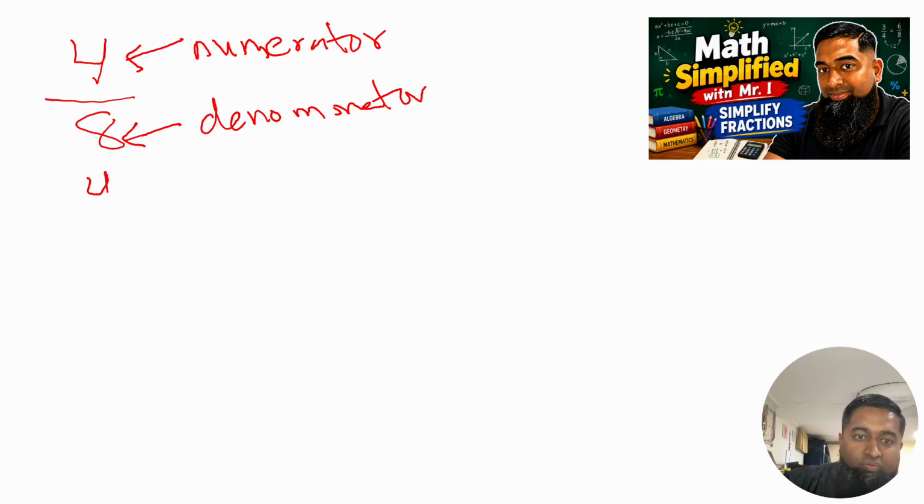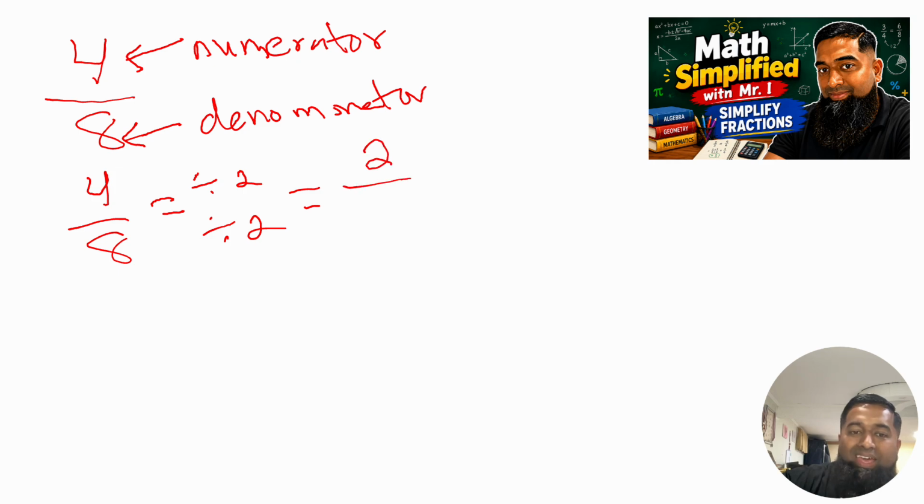So now if you had 4 on the numerator and 8 on the denominator, what number goes on the top and the bottom? The first thing anyone's gonna think about is, hey, I need to simplify. First thing you're going to say is, hey, Mr. I, I can divide the top by a 2, and I can divide the bottom also by a 2. 4 divided by 2 is 2. 8 divided by 2 is 4.